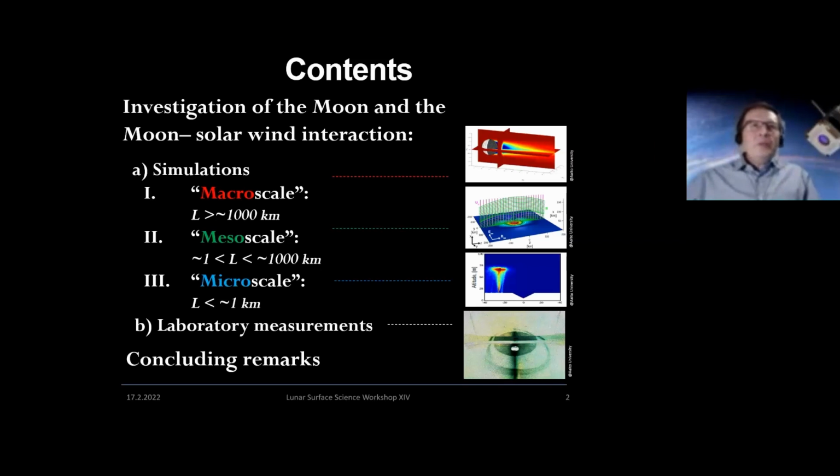We will go through those space regions, and I will introduce very briefly how those regions can be investigated with different simulation approaches. But I don't want us to forget the possibilities that laboratory measurements can provide, and then finally some concluding remarks.